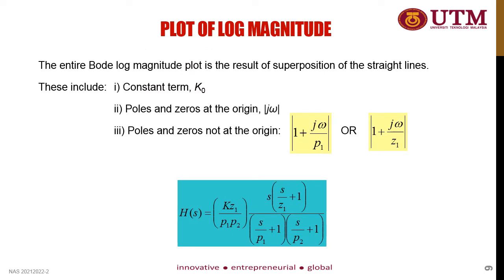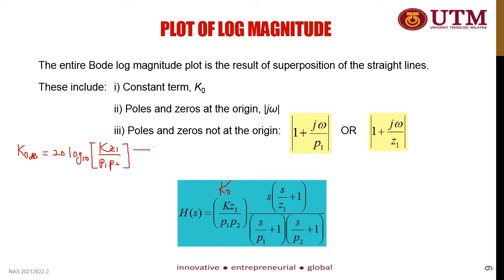So in order to plot the dot plot, once you have the standard form equation, you can identify how many components you have in your sketch or in your plot. First we know that this is the constant k naught. K naught will be in dB, so you can calculate k naught in dB equal to 20 log 10 of your k naught.